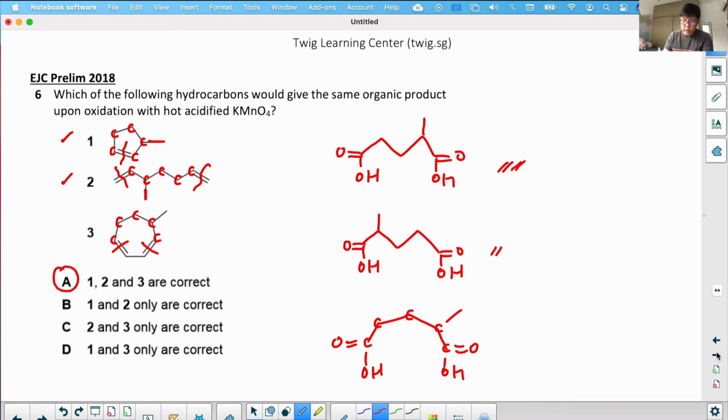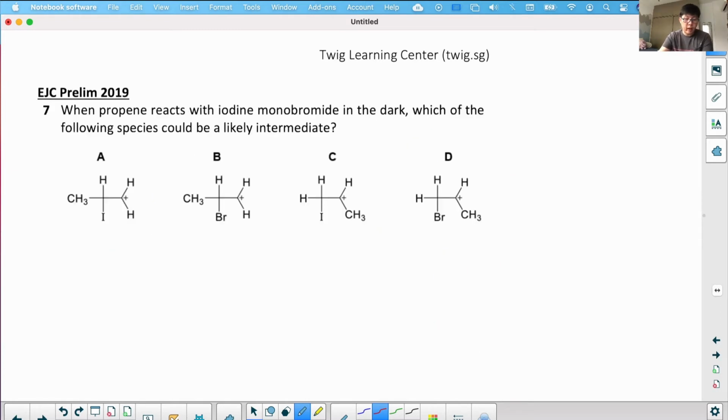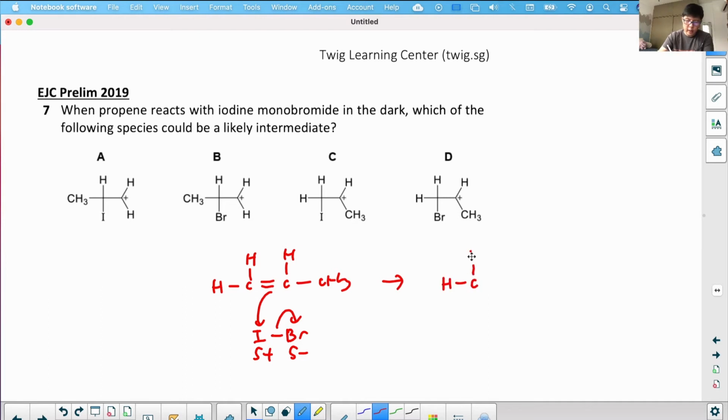So let's look at the next question. When propene reacts with iodine monobromide, which of the following could be a likely intermediate? Okay, so in fact we did something like that just now, right? So let me just draw it up. I can draw the alkene, the propene. So I draw a double bond over here. With I, Br, again, Br is delta minus, I is delta plus. So the same concept. Which of the following species could be a likely intermediate? I'm going to just draw the more stable carbocation. So I'm going to put an I over here. All right, I draw the secondary carbocation. So this is what it should look like.